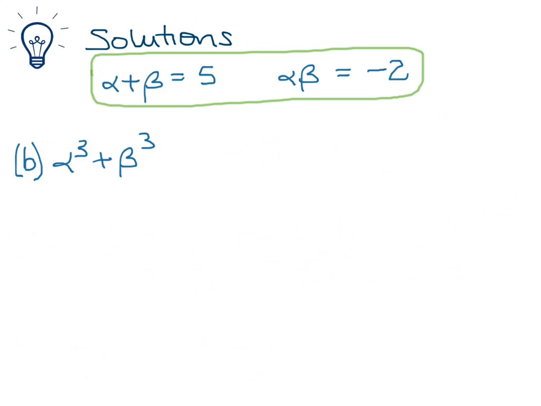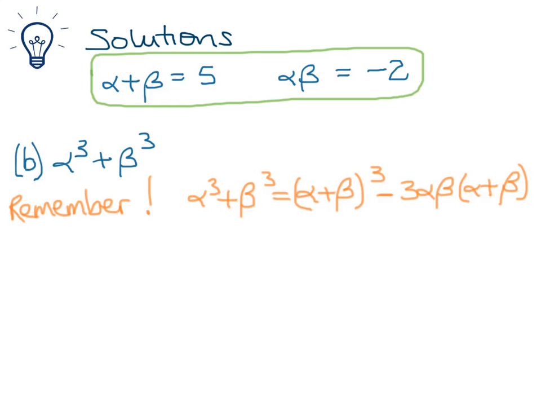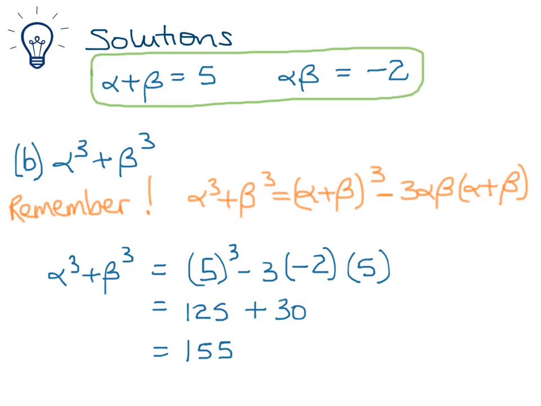This question asks for the sum of alpha cubed and beta cubed. Remember, alpha cubed plus beta cubed is equal to alpha plus beta all cubed minus 3 alpha beta into alpha plus beta. So simply substituting, we get 5 cubed minus 3 multiplied by negative 2 multiplied by 5. That's 125 plus 30 is 155.